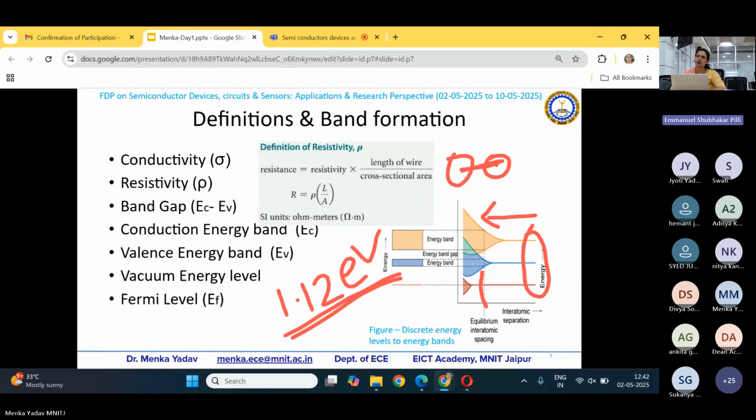Silicon material, not atom, material. Our focus will remain mostly on silicon unless specifically told otherwise. So a 1.12 electron volt band gap at room temperature for silicon is the standard one. For germanium, it is lesser. Based on that, the properties change. The conductivity and resistivity, all these things change for different materials.